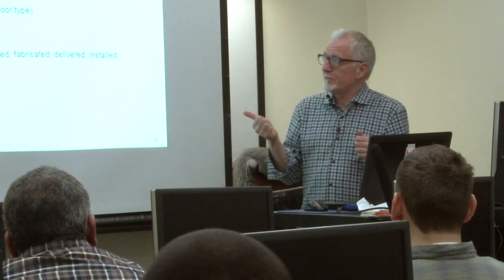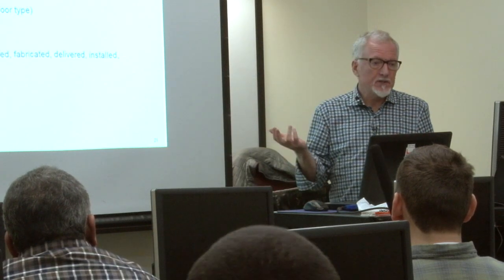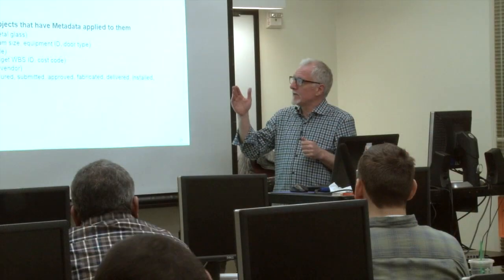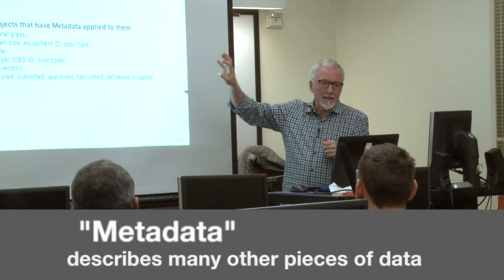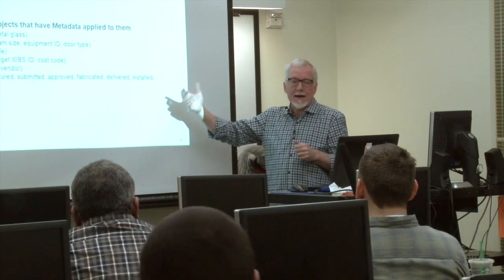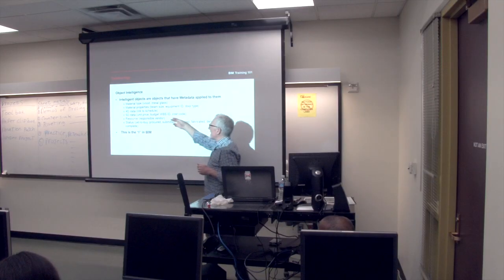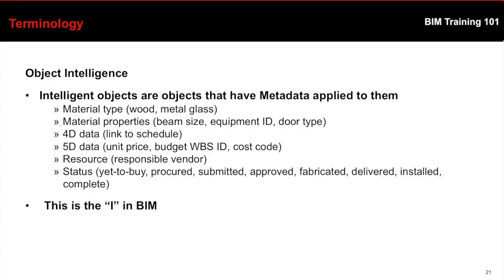But with BIM, we can come up with all kinds of ways to witness the intelligence that is in here. It's often called metadata. Meta, like para, is a Latin term that means many. So many pieces of information can come out of it. We can find out if it's made of wood or metal or glass. We can get the sizes of it or the ID numbers of it. We can link it to our schedule and our cost, as I mentioned. We can assign a resource to every object.